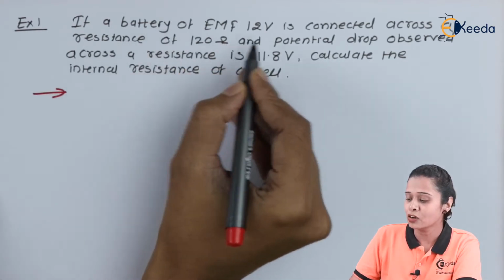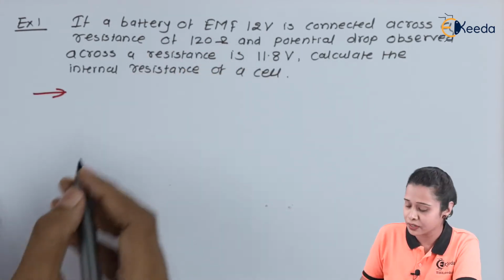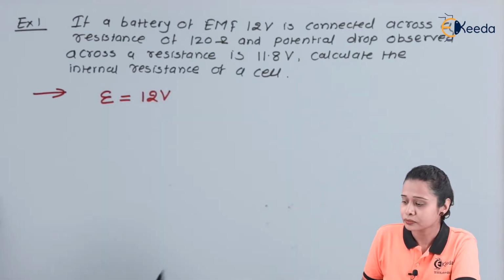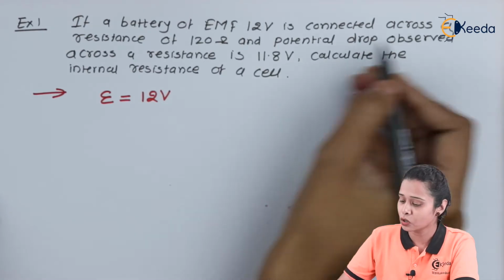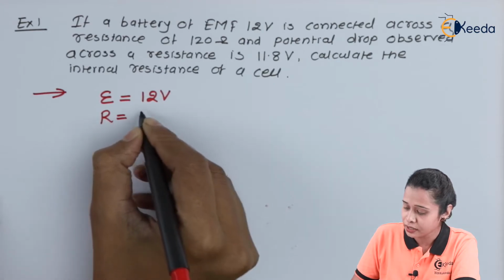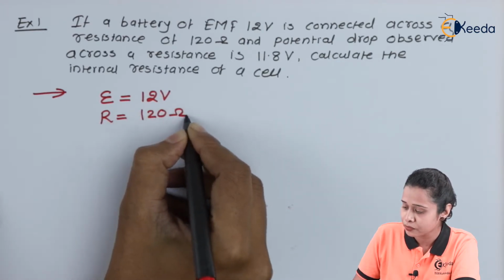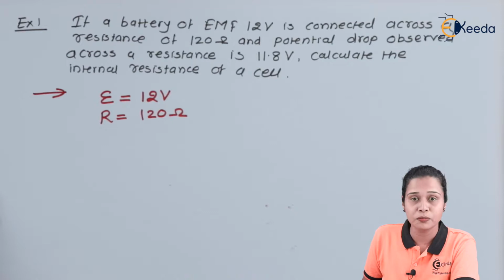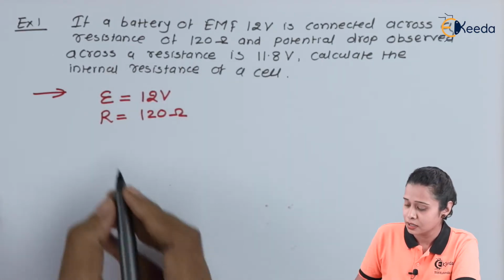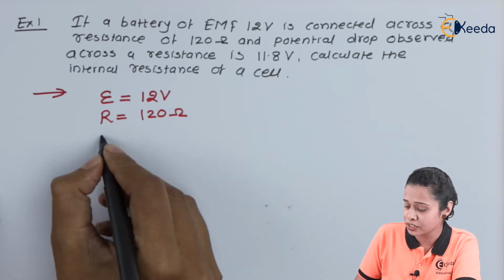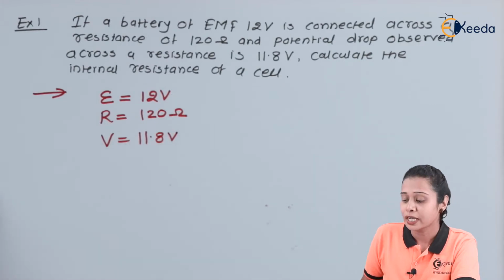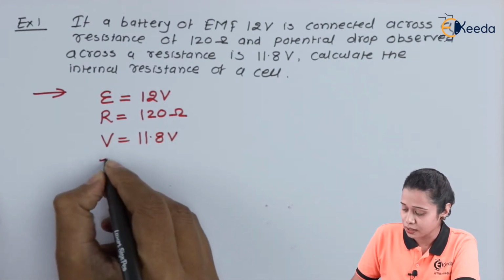Here the battery of EMF 12 volts is given. So we know EMF is equal to 12 volts. Now which is connected across the resistance of 120 ohm means capital R is given, that is 120 ohm. The potential drop observed across a resistance is 11.8 means that is now terminal potential. So we write V is equal to 11.8 volts. Calculate the internal resistance of cell means small r.